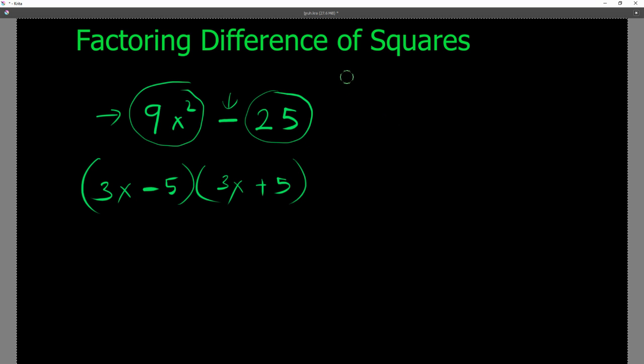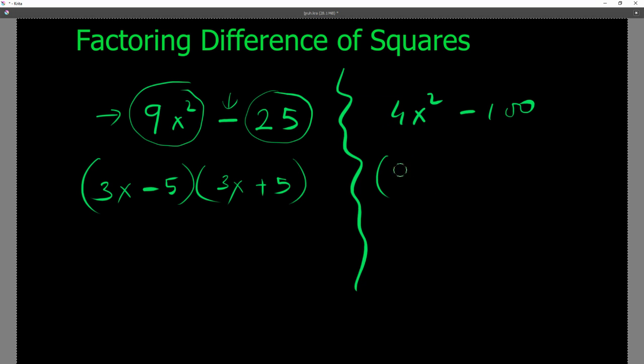Another one, I have 4x squared minus 100. Is this a perfect square? Yes. You can root the number, which is 2, root the x squared, which is x, and then root 100 is 10, so 2x and 10. One of them is a plus, one of them is a minus.